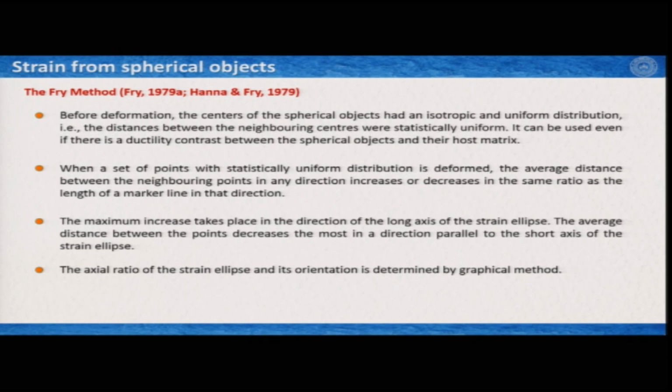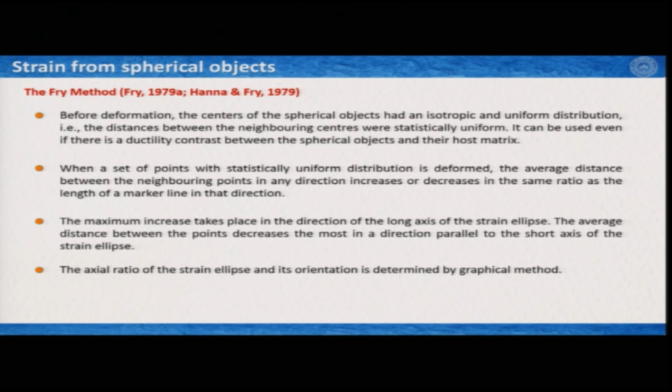Now, the first concept is written here, but I would love to read it for you. Before deformation, the centers of the spherical objects had an isotropic and uniform distribution. That is, the distances between the neighboring centers were statistically uniform. It can be used even if there is a ductility contrast between the spherical objects and their host matrix.